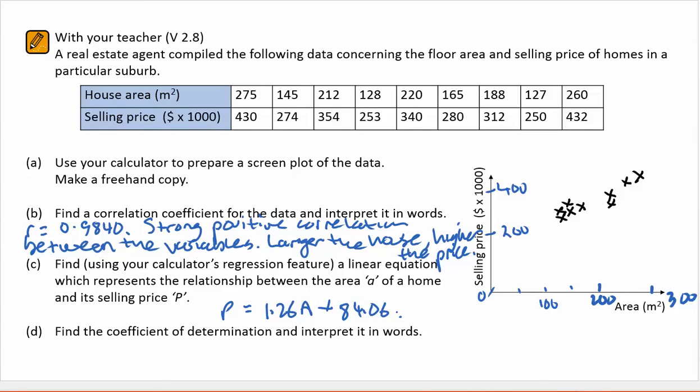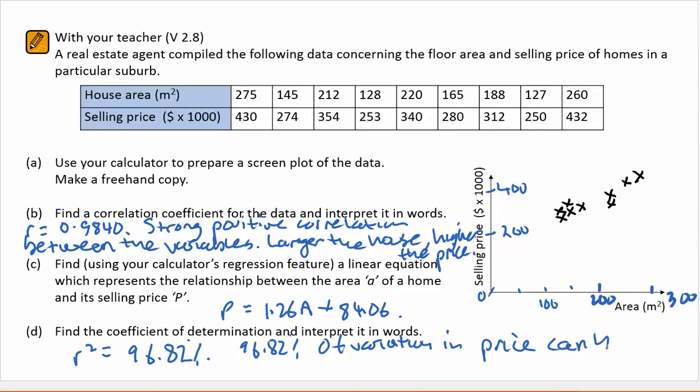Now, the coefficient of determination in this instance, R squared from the calculator, is 96.82%. So 96.82% of variation in price can be associated with the variation in the area.